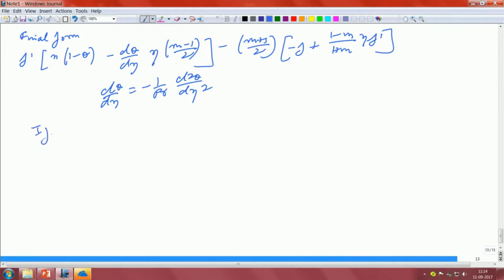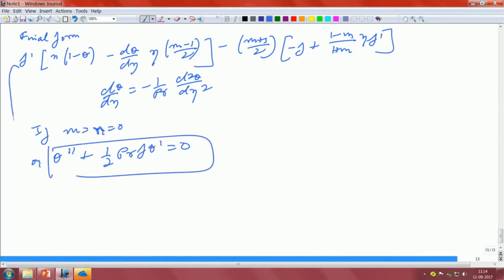Now, if m is equal to n equal to 0, the typical flat plate boundary layer solution, what we get is θ double prime, and this equation will boil down to this particular form, which is the correct one, as we already know from our other analysis. Now, if n equal to m, that means the external temperature and velocity have the same functional form, this equation will become θ double prime plus half Prandtl number times (m plus 1) times f θ prime is equal to 0.